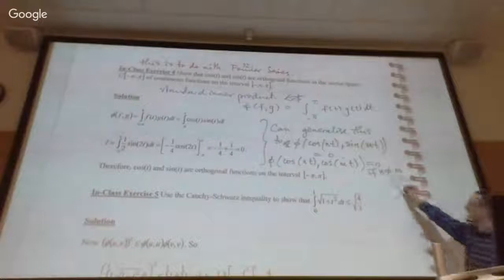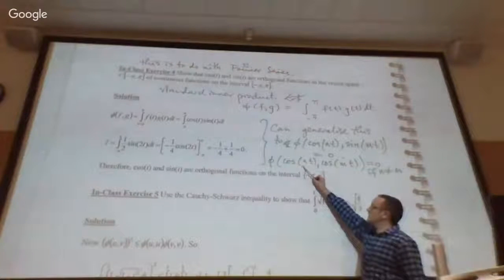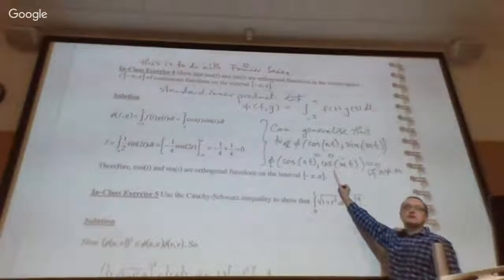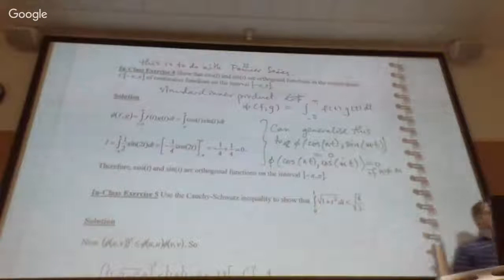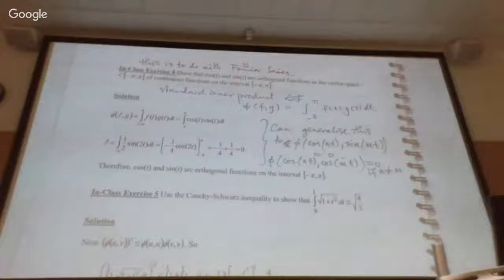That will be 0 as well, as long as those frequency terms n and m are different. Of course, if n was equal to m, this would be the inner product of the function with itself. That would be the square of the magnitude of the function. So that wouldn't be 0, because it's only 0 when you're looking at the 0 function. Whatever it is, cosine is certainly not the 0 function.